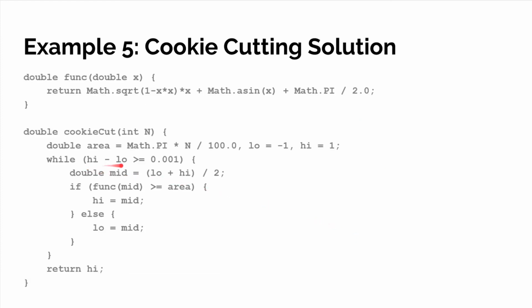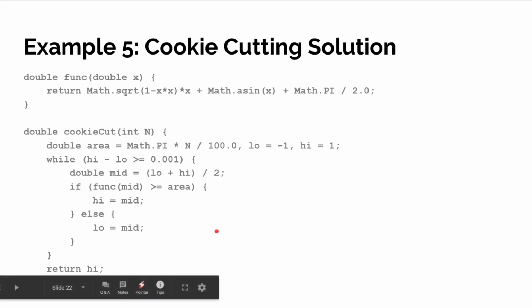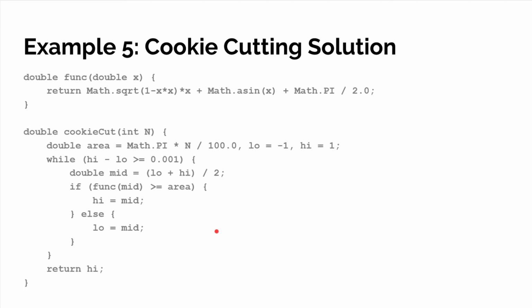And while high minus low is greater than or equal to 0.01, and so on, it's basically the same thing as before, except we are comparing the value of the function evaluated at mid to the area. High equals mid, else low equals mid, and return high. So that is going to be it for binary search and bisection.